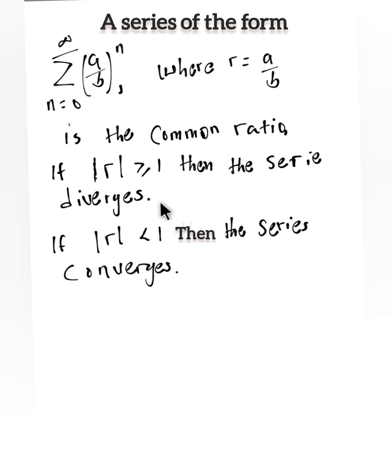So if we are given a geometric series, we just need to find the common ratio. If the absolute value of the common ratio is greater than 1, it diverges, but if the absolute value of the common ratio is less than 1, it converges. Now let's take some examples.